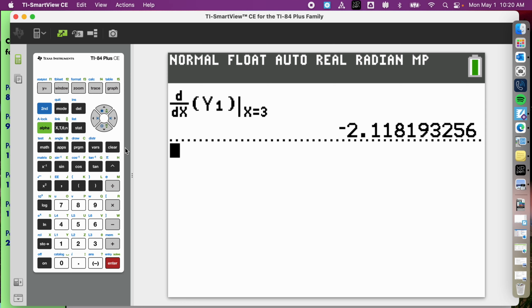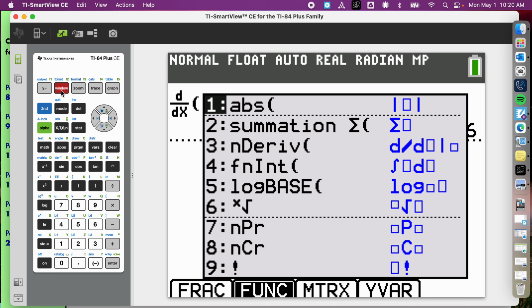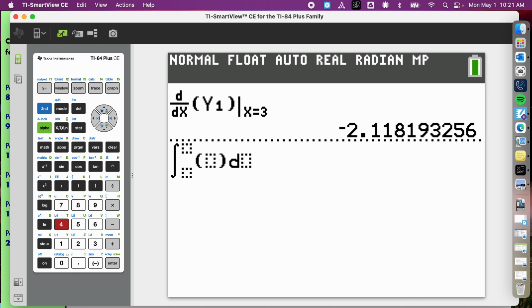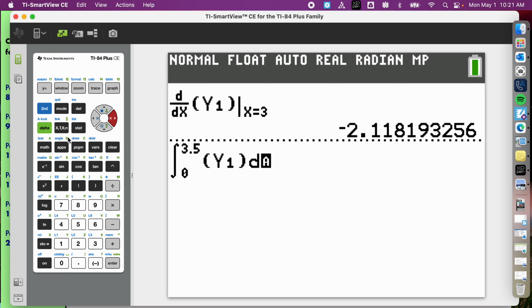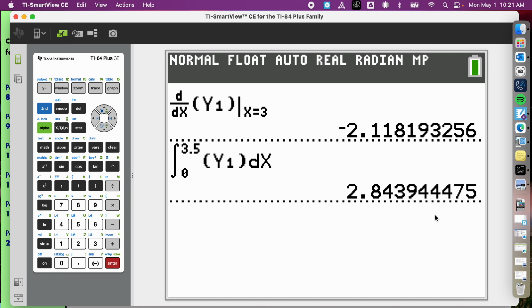So if we need to integrate, I'm going to go to F2. Number 4 is the integration button. 0 to 3.5. Now, I've already gotten the equation in because I didn't want to keep retyping it. So that's why I go to F4 to number 1. This would be net distance or displacement. Basically, from where you started to where you end would be this far.